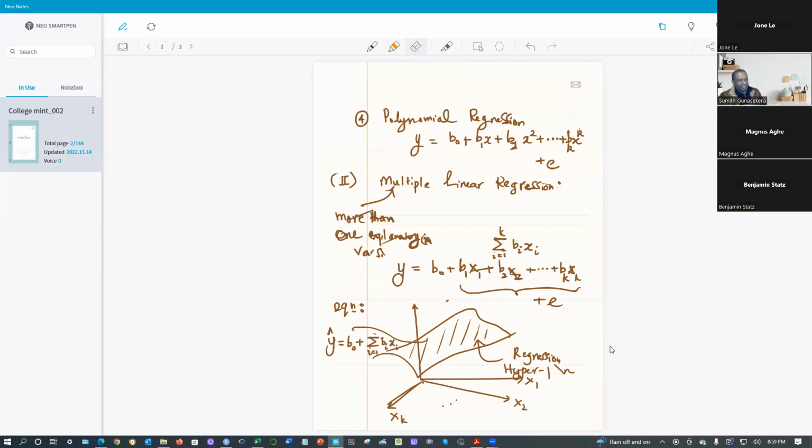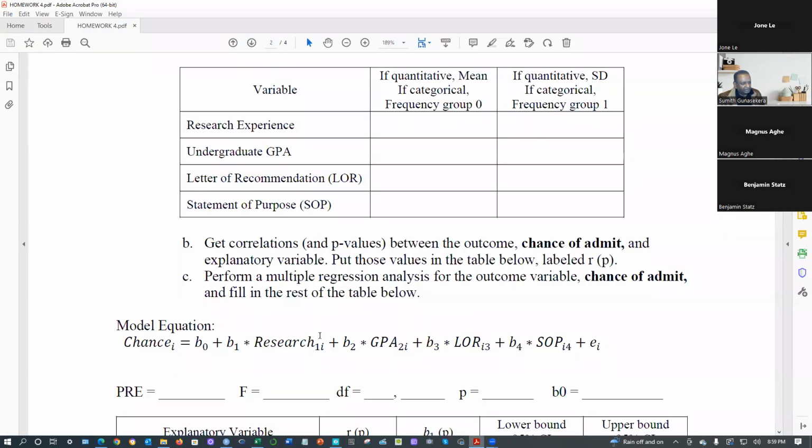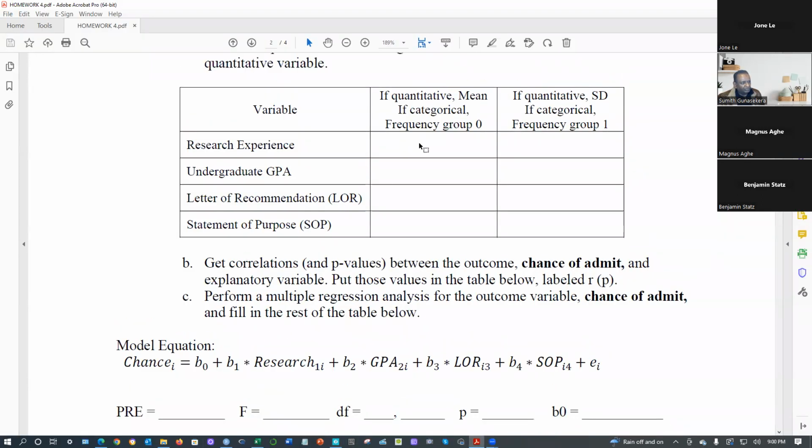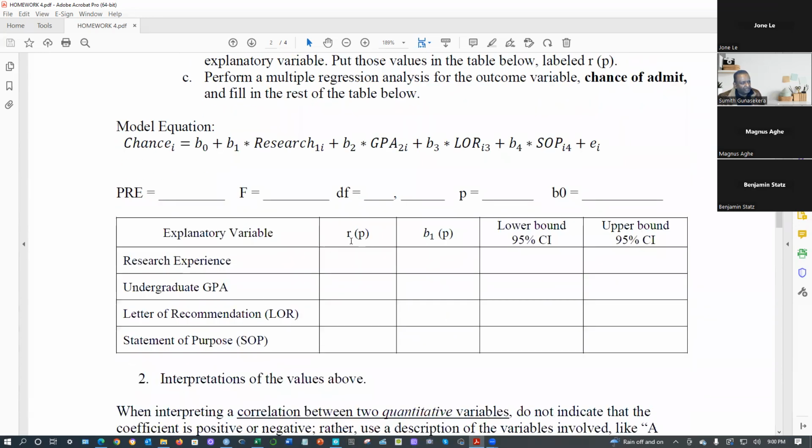That's the same thing that we are talking about here. Instead of working with one variable, we take into account all the variables and see how it's going to work. First, you put in one at a time, and get the correlation between each pair. Research experience and chance of admit. Undergraduate GPA and chance of admit. Letter of recommendation and chance of admit. Statement of purpose versus the same.